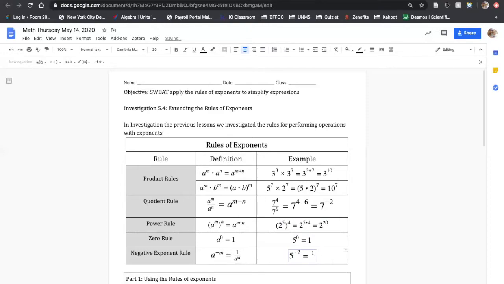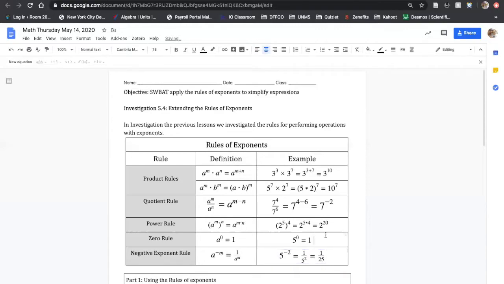So 1 over 5 to the 2nd power is how I could write that. And if I wanted to simplify it, which you're not really going to be doing, I could write that as 1 over 25 because I know what 5 squared is. All right? So that's how you use all the rules that we've learned so far.